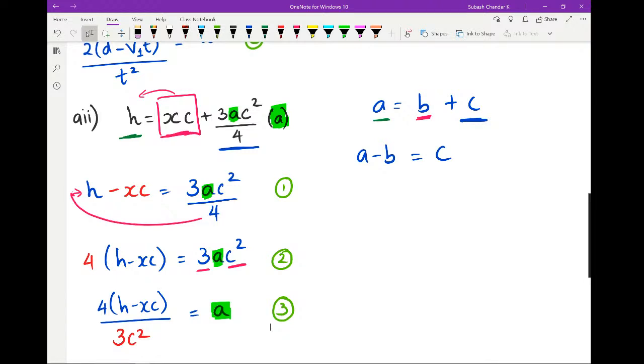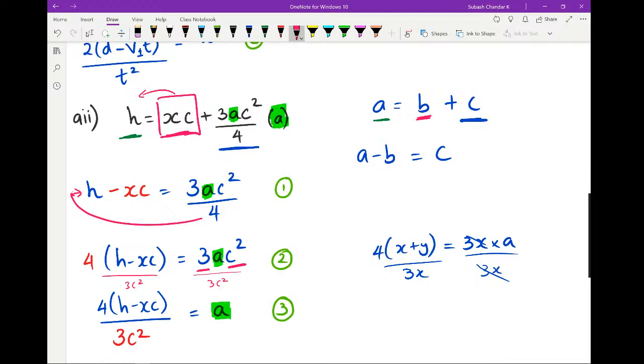How do you know that you can just put the 3c squared down below the 4? Okay, so this is Anna, if you want to have a look at this. If I have something like this, 4x plus y equals 3x times a, in this case, if I want to get rid of the 3x, what I need to do is divide both sides by 3x. And that means that cancels out. So that's basically what I've done. What I've really done is I've divided both sides by 3c squared. And then those 3c squareds get cancelled out, and you're left with a by itself.